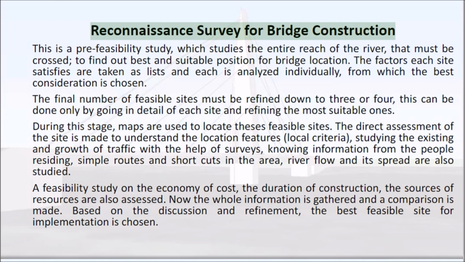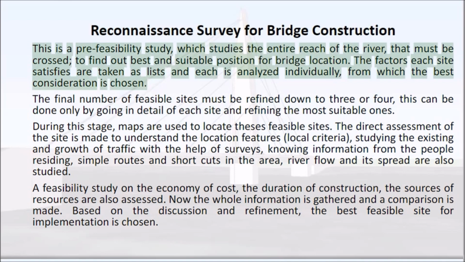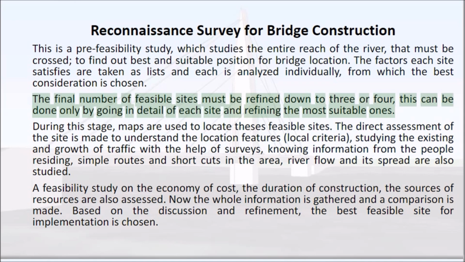Reconnaissance survey for bridge construction. This is a pre-feasibility study, which studies the entire reach of the river that must be crossed, to find the best and most suitable position for bridge location. The factors each site satisfies are taken as lists and each is analyzed individually, from which the best is chosen. The final number of feasible sites must be refined down to 3 or 4. This can be done only by going into detail on each site and refining the most suitable ones.